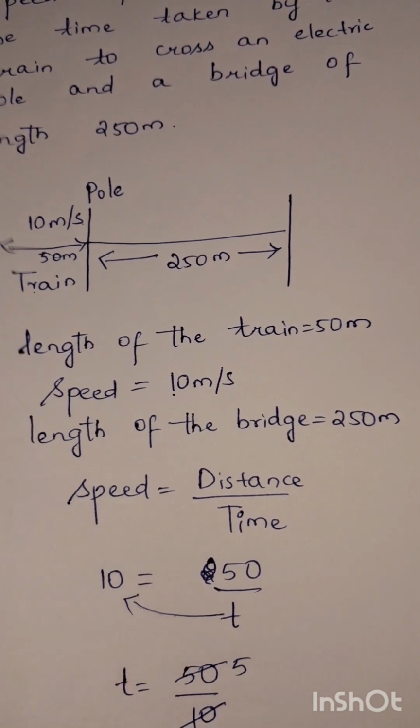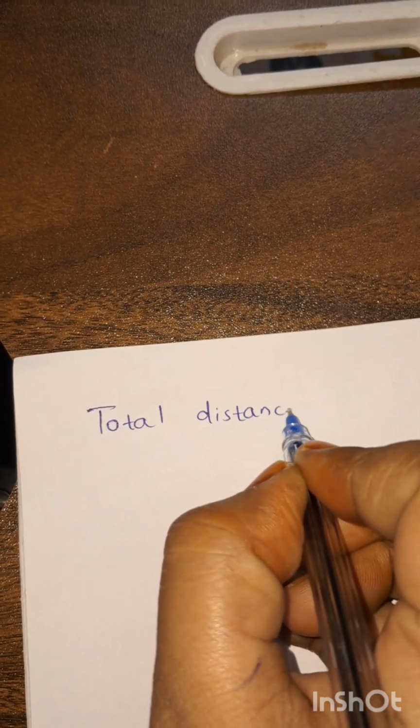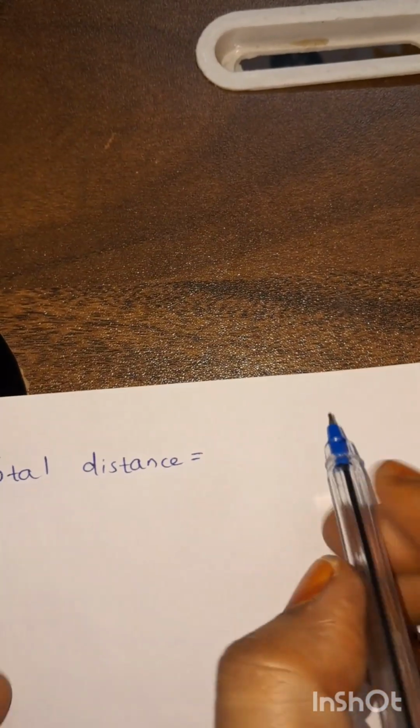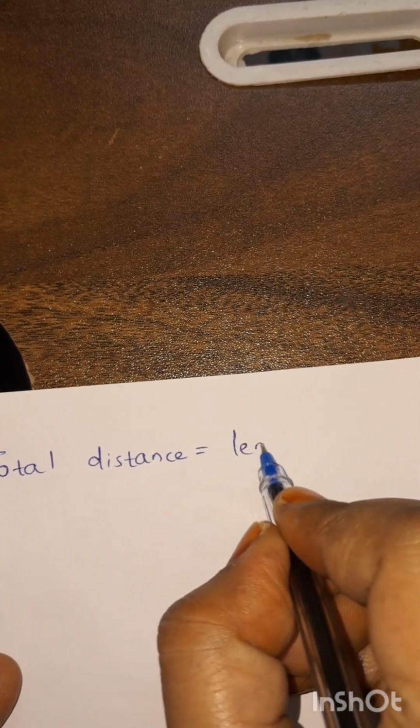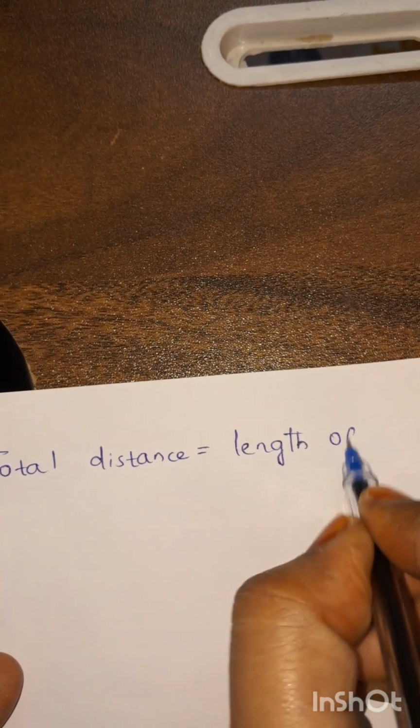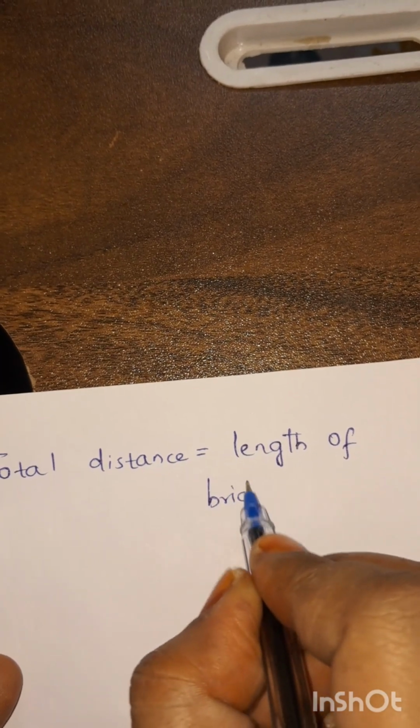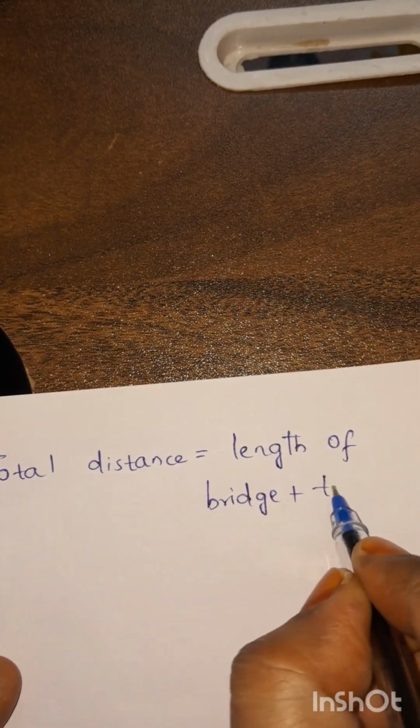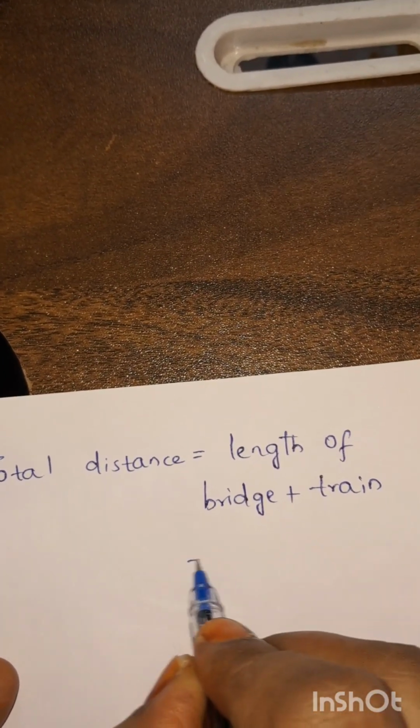So here, to cross the bridge, the train has to travel the length of the bridge and the length of the train. So first we need to calculate the total distance. So the total distance is equal to how much? Length of the bridge plus length of the train.